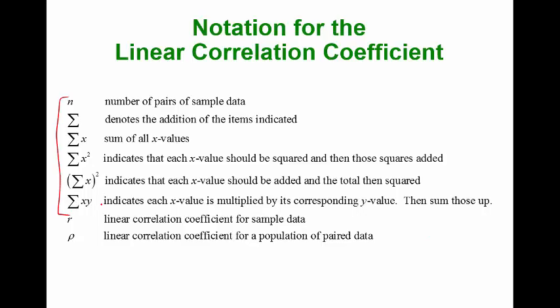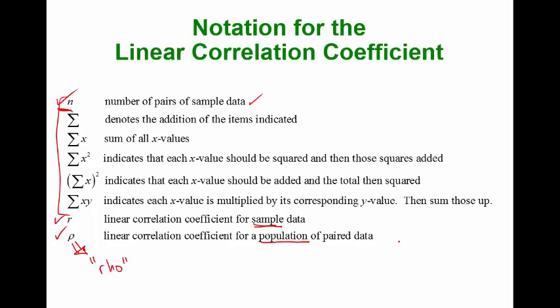Here is some notation that will not be that important for us because we will be using technology to find linear correlation. What we should know is that n is the number of pairs of data, so that's essentially your sample size. Our r is going to be the linear correlation for our sample. This is our statistic. Our rho, again, this is called rho, is the linear correlation coefficient for the population. So this is a parameter.